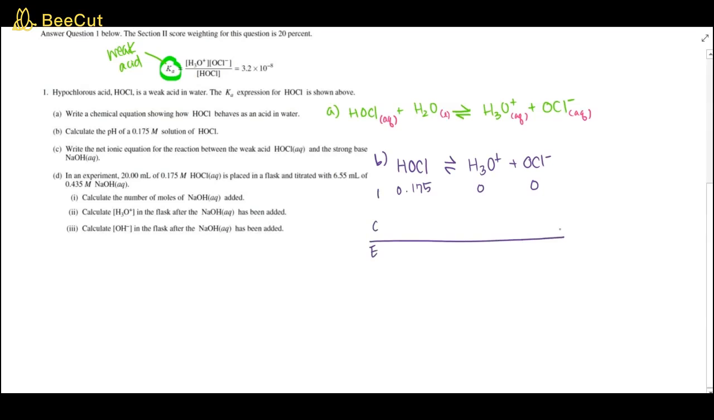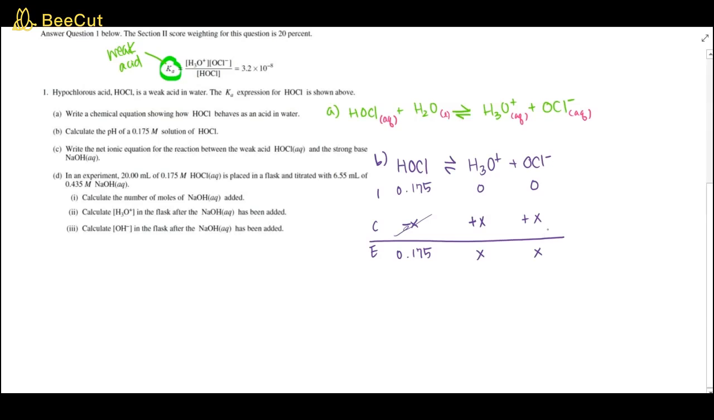So what happens during the change? Some portion of HOCl will start to dissociate, and we know that it's going to be less than 5% because they told us that it's a weak acid. Okay, we also know that that particular stoichiometric amount of HOCl that's been dissociated is going to add on to the products. Okay, so again, we know that x is negligible because it's less than 5%, which means that 0.175 molarity of HOCl, x amount of H3O+, and x amount of OCl- are going to be produced.